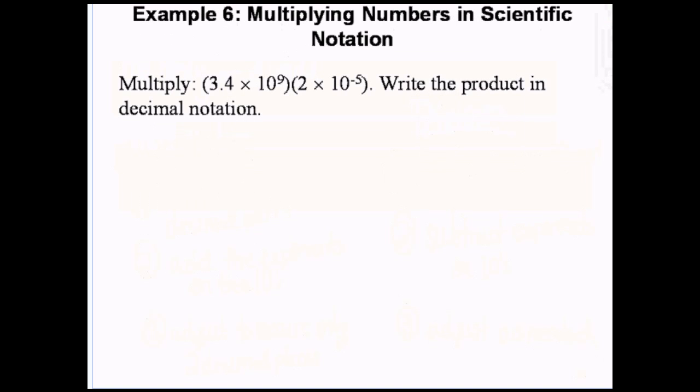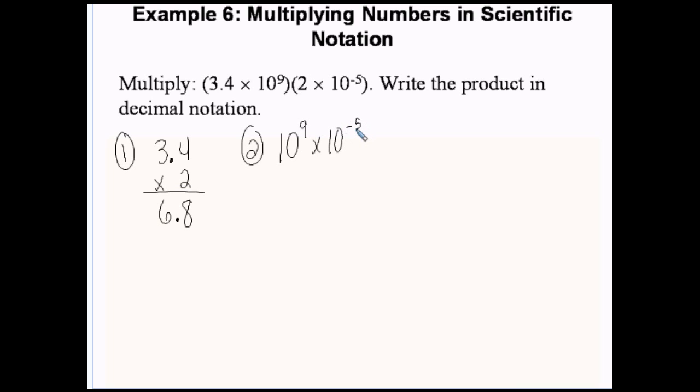Okay, so to multiply 3.4 times 10 to the 9th times 2 times 10 to the negative 5th. Okay, the first step is to multiply the decimal part. So I'm going to do 3.4 times 2. So I'm going to get 6.8. Okay. The second step is basically I'm multiplying the tens part, but when you multiply a common base with an exponent, you add them. Okay. This is my new decimal part. This is my new exponent. So the answer is 6.8 times 10 to the 4th.